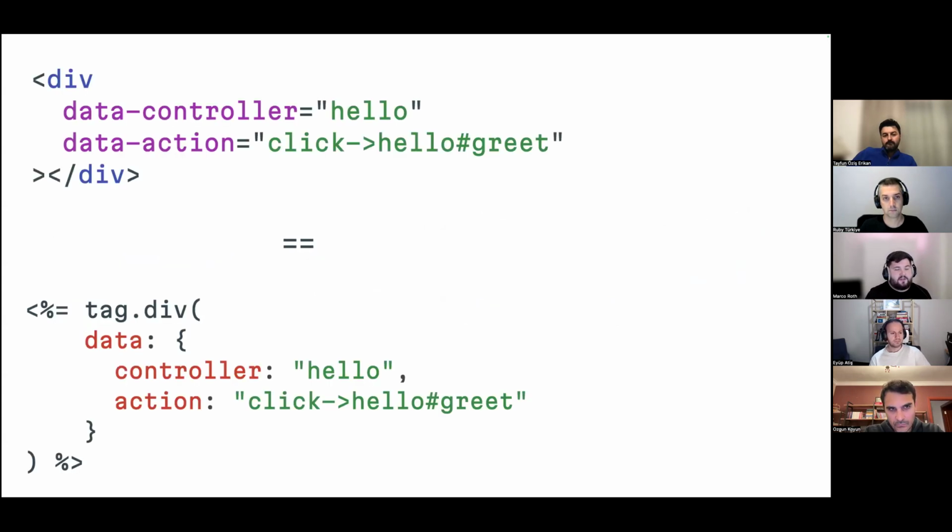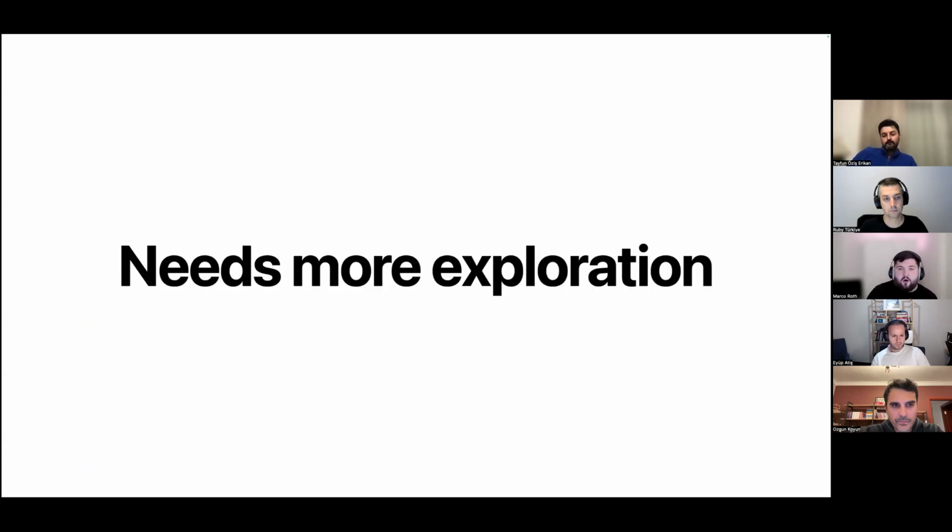Similarly, if you have these two examples here, they output the same HTML syntax in the end. It's just a different way of writing it. But since these values are all static, we can figure this out statically in a parser. So all of this needs a little more exploration, but I feel like there's something to it to make all of these tools way better.